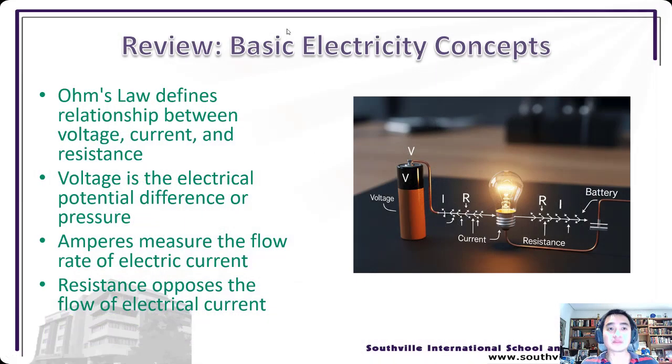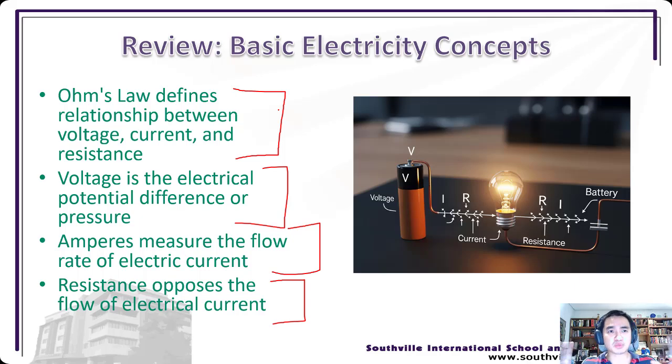So the first thing we're going to do is review basic electricity concepts: voltage, how much electrical pressure is ready to enter into a circuit; amperes, or the flow, how fast the flow of the electric current is; the resistance, anything on the circuit that can actually slow the flow down so that our components don't break. And lastly, Ohm's law, which is the relationship between voltage, current, and resistance.